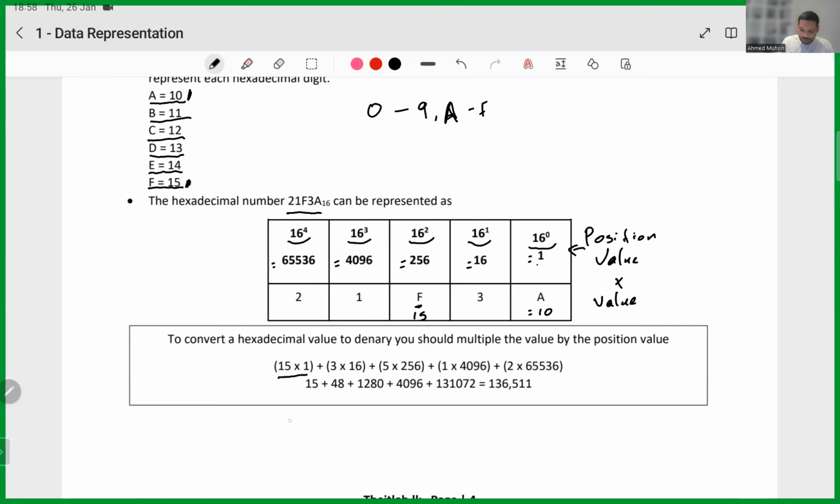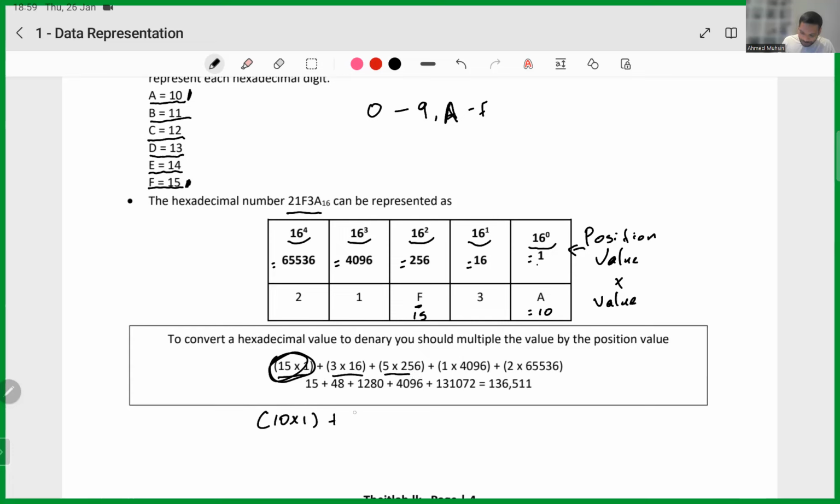Let me write it below. It should actually be, let's start from the right-hand side, 10 times 1, not 15 times 1. Just keep this in mind, guys. It should be 10 times 1 plus 3 times 16, then 5 times, sorry, not 5, it should be 15.